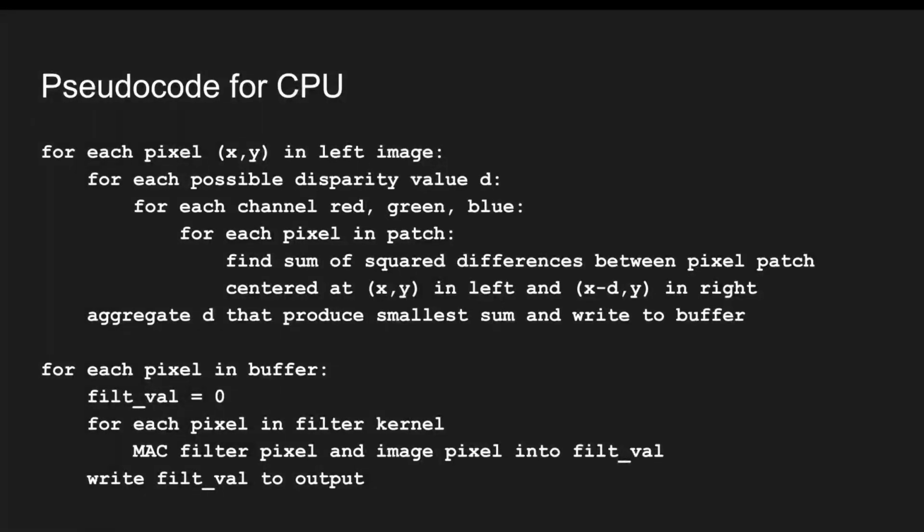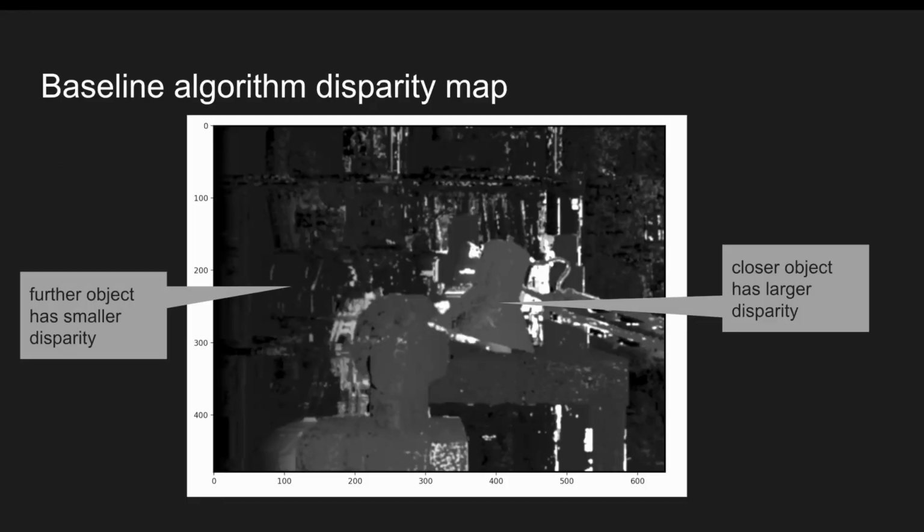And this is the pseudocode for the CPU. There are quite a few nested for loops inside, indicating potential for parallel computing on FPGA. This is the disparity map produced by the baseline algorithm. Further objects have smaller disparity values, so appear darker in the picture. Closer objects have larger disparities, so they appear to be lighter. In this disparity map, we can identify the lamp that is the closest, and then the statue and the table behind.